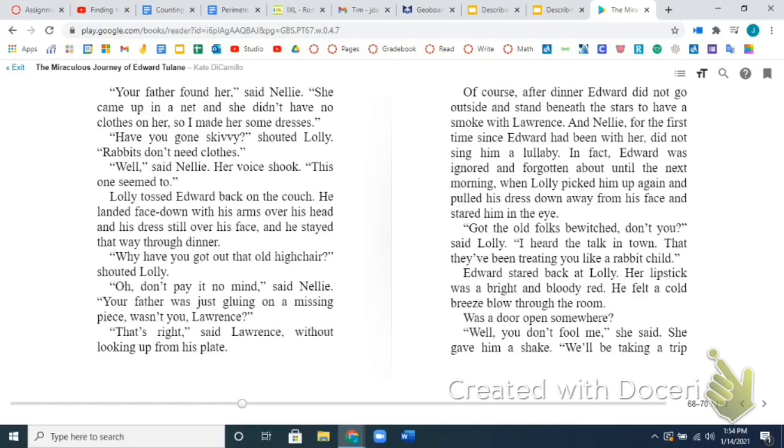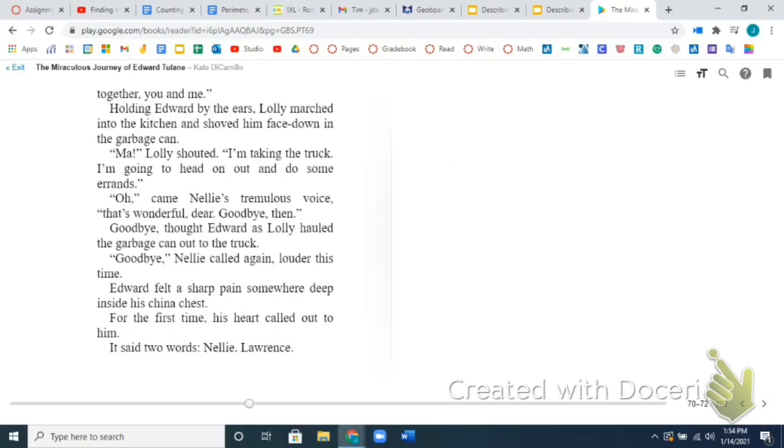"Well, you don't fool me," she said. She gave him a shake. "We'll be taking a trip together, you and me." Holding Edward by the ears, Lolly marched into the kitchen and shoved him face down in the garbage can. "Ma!" Lolly shouted. "I'm taking the truck. I'm going to head on out and do some errands."